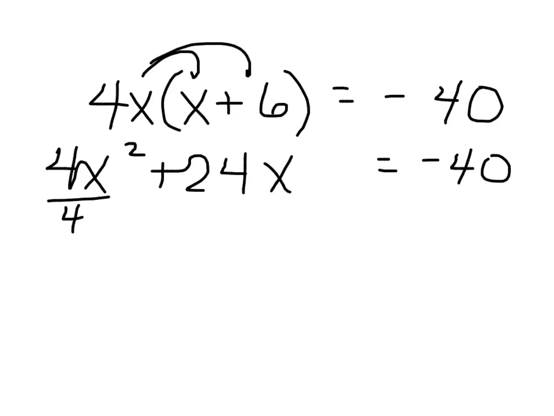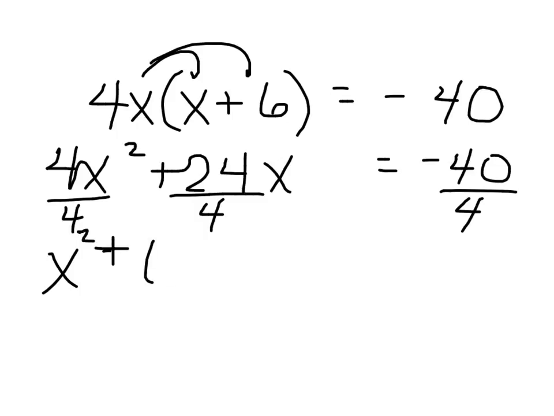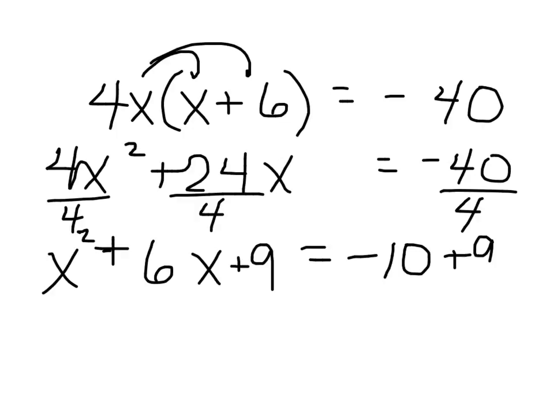How do I get it to be 1? Divide everything by 4. And I get x squared plus, what's 24 divided by 4? And then what's negative 40 divided by 4? Negative 10. What number is in the B position? What's 6 divided by 2? 3 squared. I add 9 to both sides.